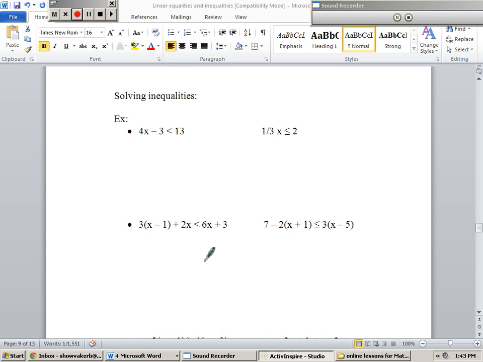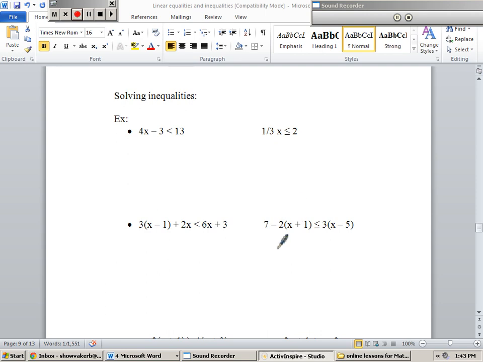Subtract my 6x, because I always take my x's to the left. And on inequalities, you really should always take your x's to the left, because that way it's easier for you to graph. Negative 1x is less than 6. Divide by negative 1. I'm now dividing by a negative number. The sign will switch directions. So if I was graphing it, negative 6, the x is greater than negative 6.